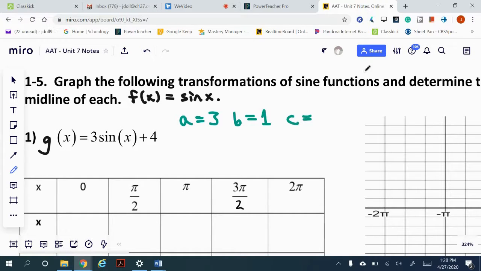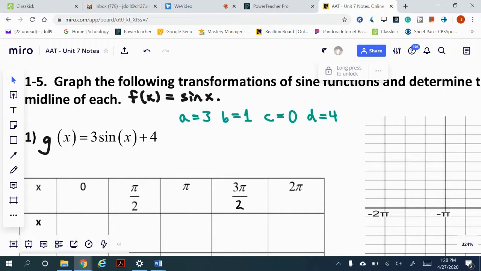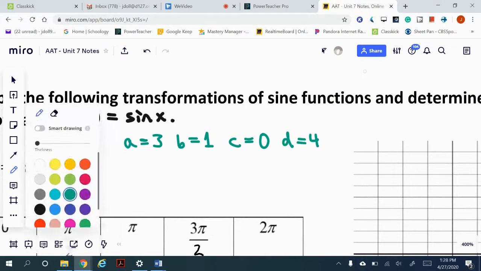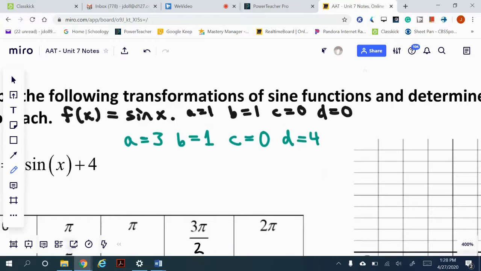C is 0, not a change. But D, and I'll shrink these down here, is now 4, which is a change. So here's the deal. We are going to have to worry about transformations with A and D because they changed from the parent function. Just in case you want to see it here in the parent function, guys, and we talked about this on the previous page, right? In the parent function, those are the values of A, B, C, and D.